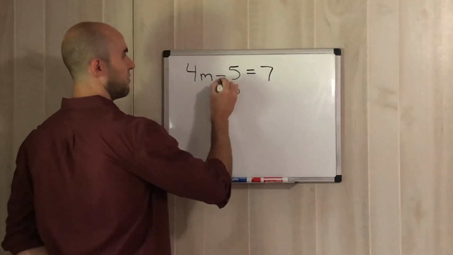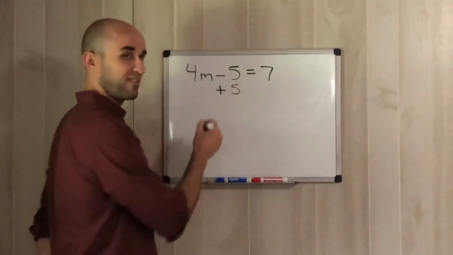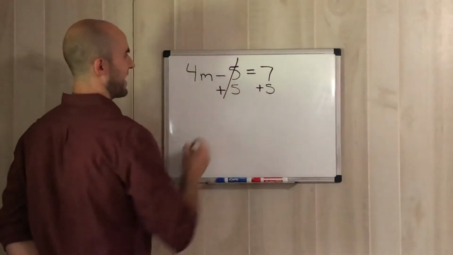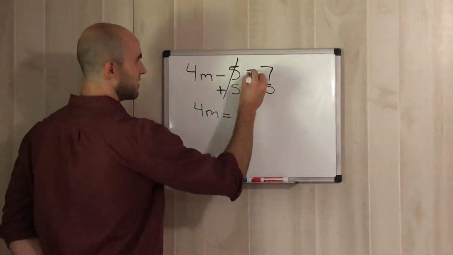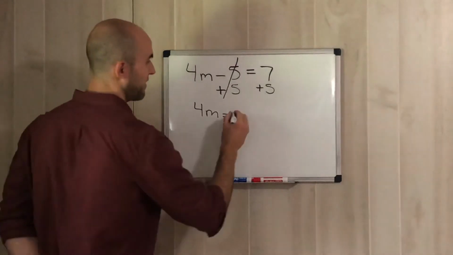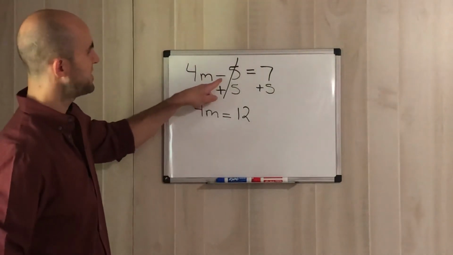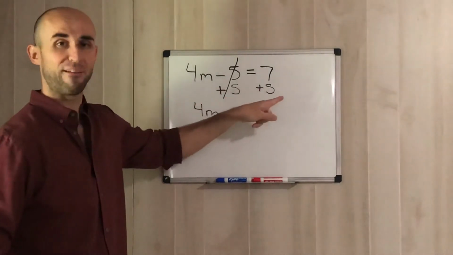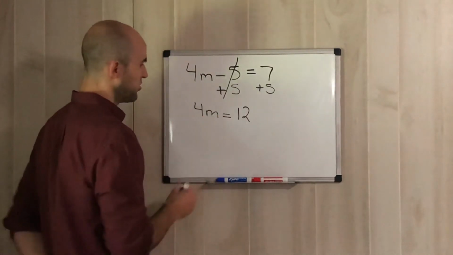Right? So opposite of minus is positive. Opposite of subtraction is addition. We have 5 here, add 5 there. That cancels out. We have 4m = , right? Brought down the 4m, brought down the equals, and we know that 7 plus 5 gives us 12. And so again, all I did was the opposite of subtraction was addition. And if I added 5 here, I got to add 5 there. That canceled out. Now we see again, we have 4m = 12.